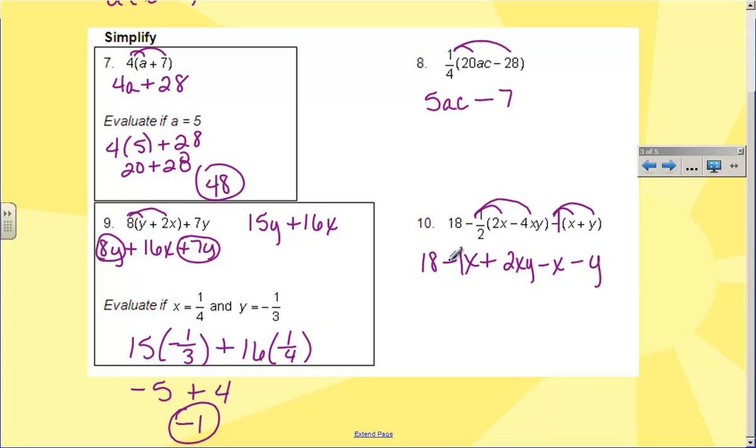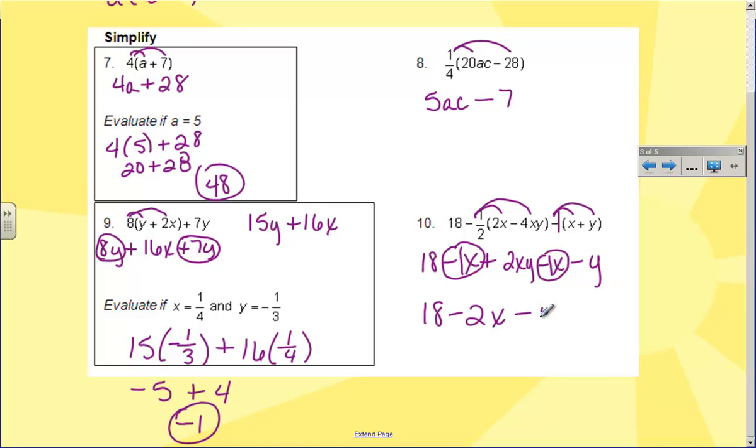Now I have to put like terms together. This negative 1x and this negative 1x can be combined. Well, if I do negative 1 minus 1, that becomes negative 2x.